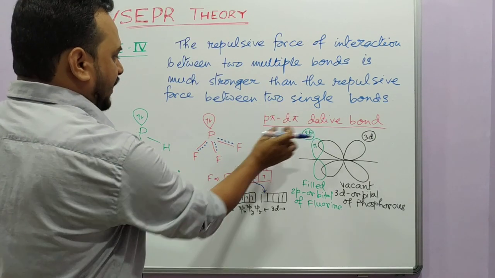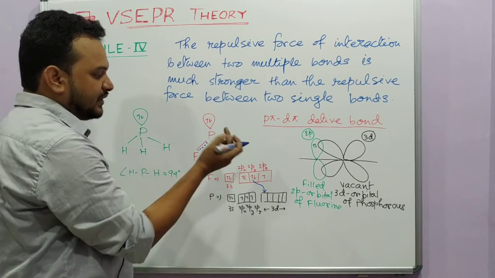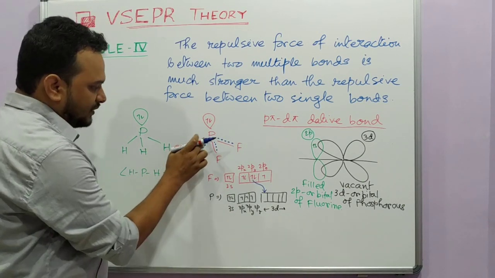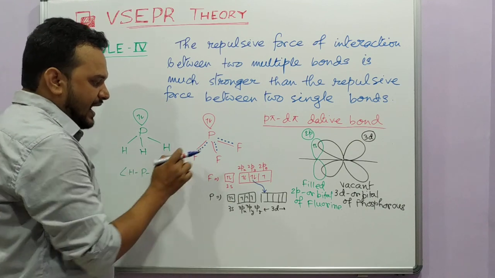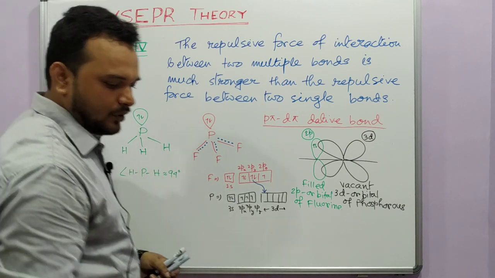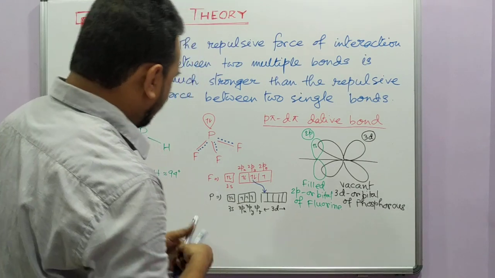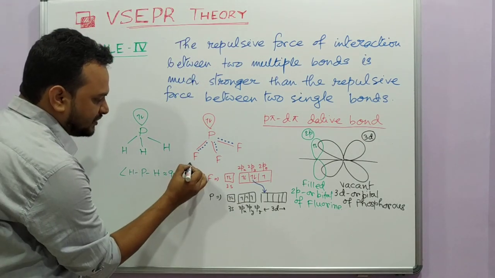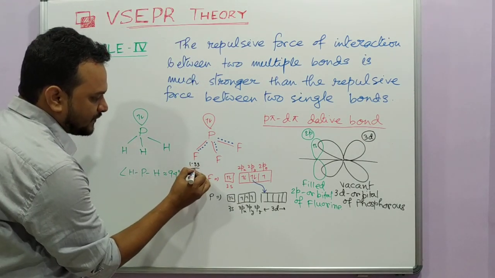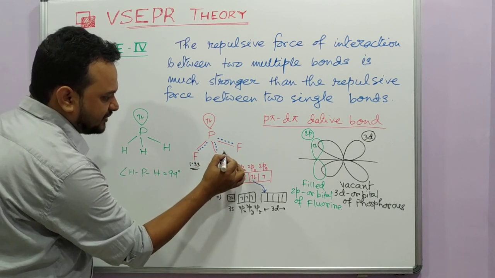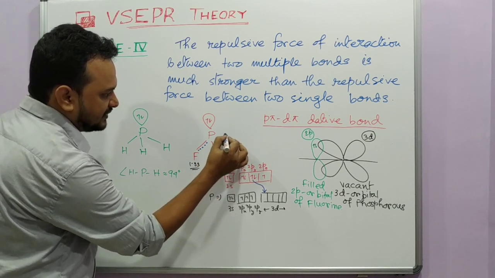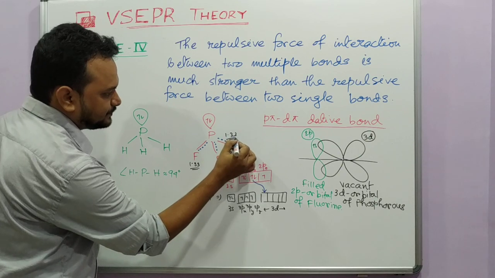This one dative pi bond is contributing at three places, so each will get 1/3 of it. So this red one is the sigma bond and 33% of a dative pi bond. So the net bond order is around 1.33. This is also 1.33 and this is also 1.33.